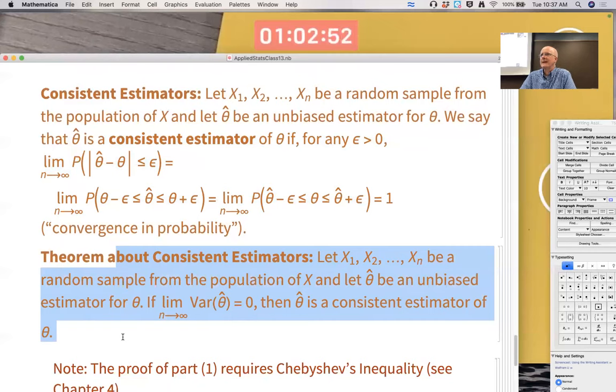Not only is it unbiased so that its observed values don't tend to systematically over or underestimate theta, it also has small variance for large sample size and therefore also small standard deviation for large sample size. The sampling distribution is going to be skinny. So you can say the observed value theta hat is going to be good when n is large.